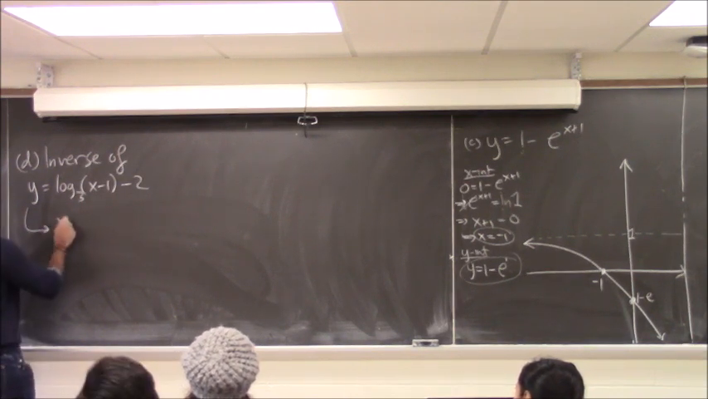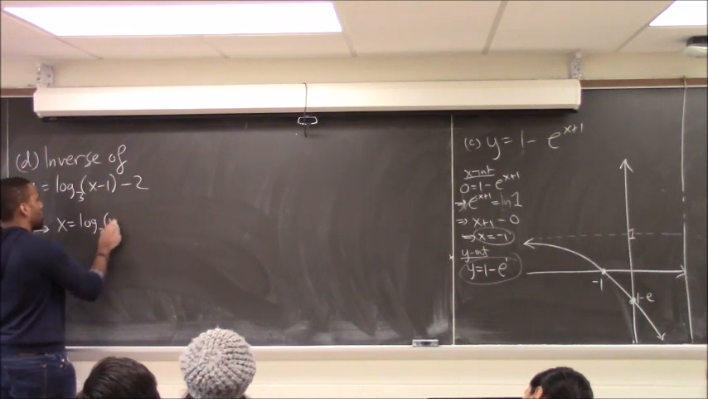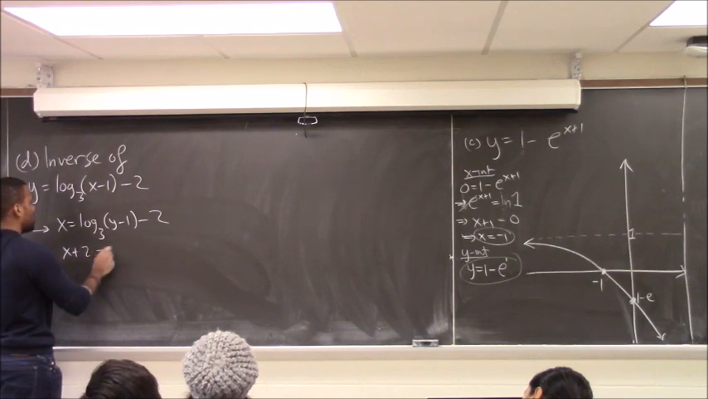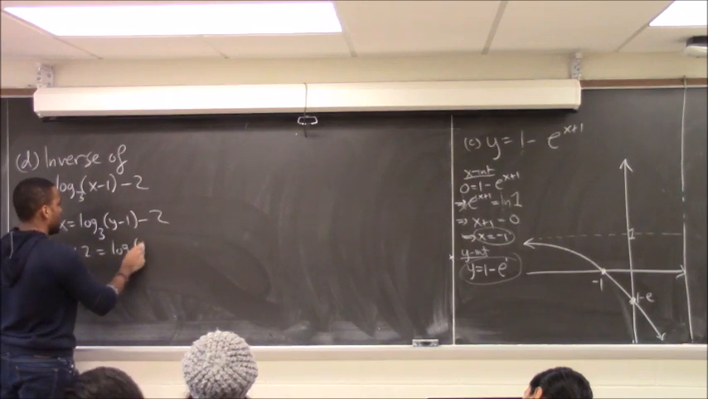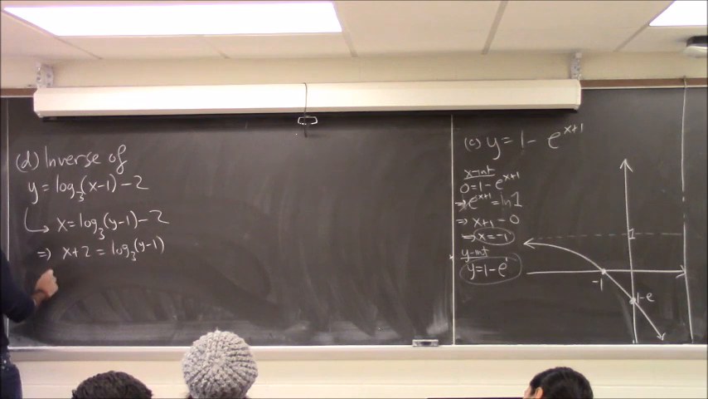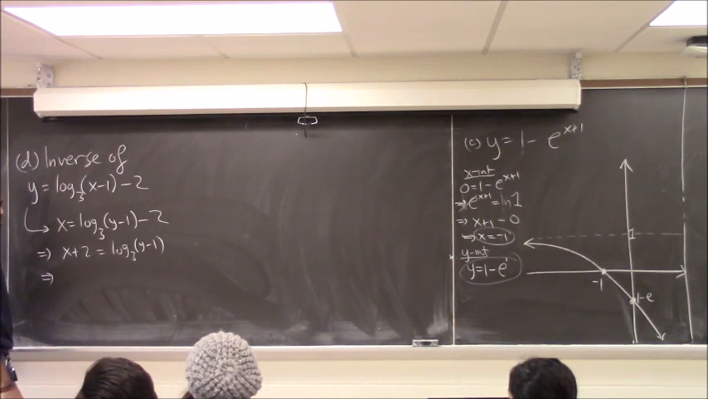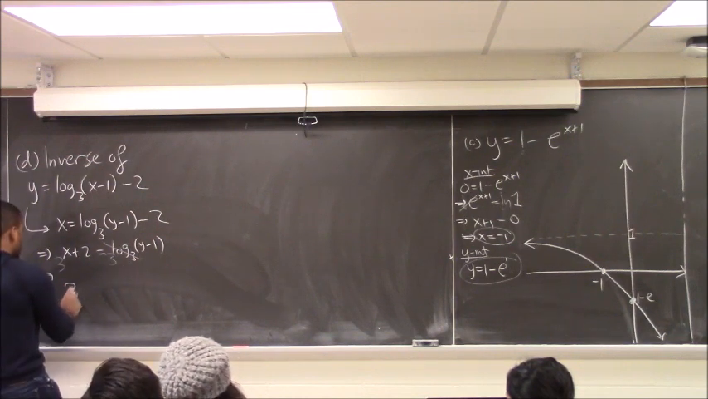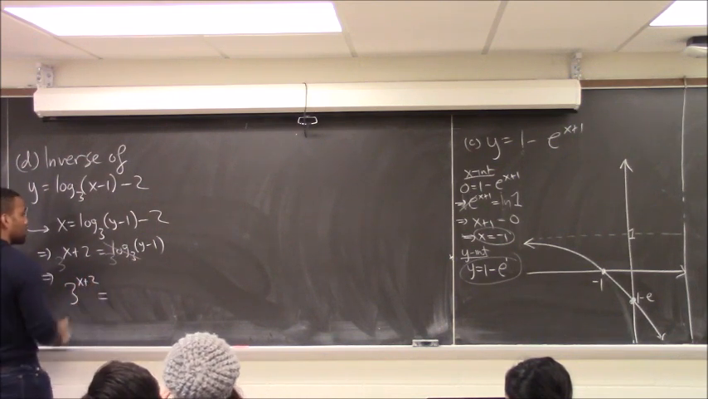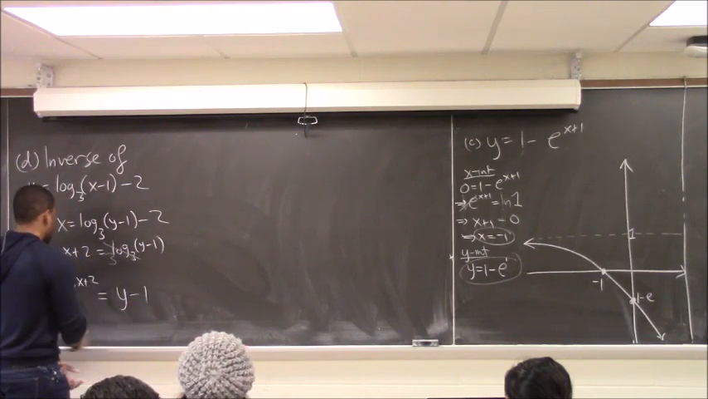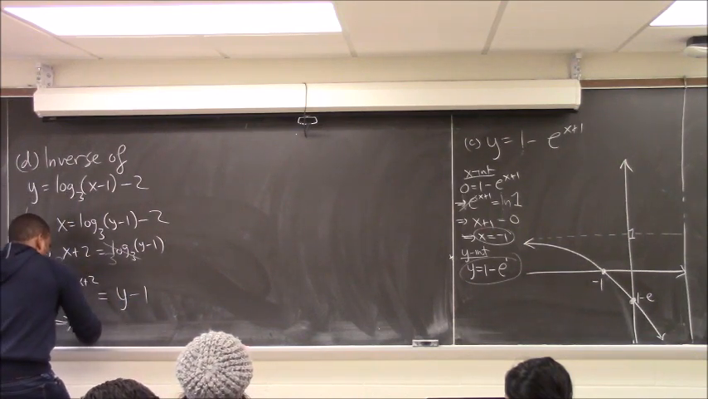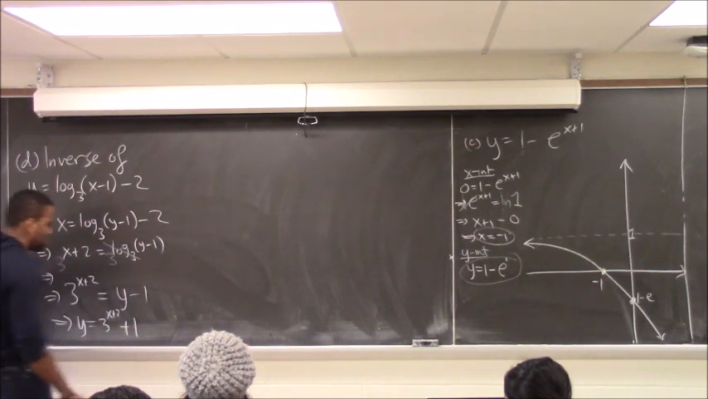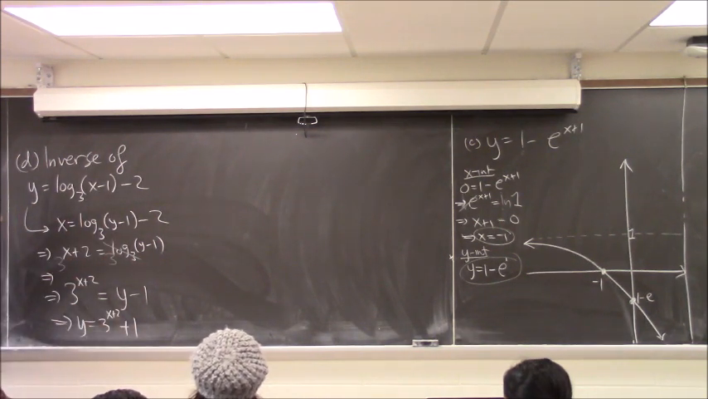Switch x and y, and I want to now solve for y. This is going to be x plus 2 is equal to log to the base 3 of y minus 1. How do I solve for y? Base 3, that's how you get rid of a log. So this is 3 to the x plus 2 power is going to be equal to y minus 1. So my y is going to be equal to 3 to the x plus 2 plus 1. So again, that tells me that the asymptote is shifted up 1.